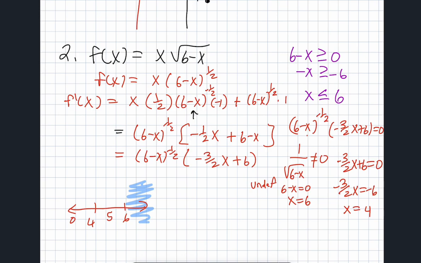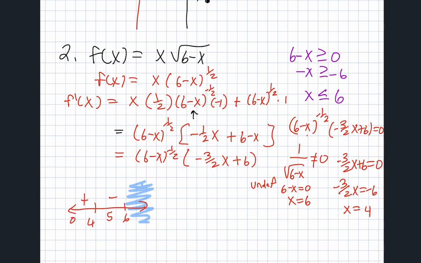Anyway, let's plug in 5. 6 minus 5 is 1. That's a positive. Negative 3/2 or negative 1.5 times 5 plus 6 is a negative. So positive times a negative, that's a negative. Now I'm going to plug in 0. I'm going to get a positive, and a positive, that's a positive. So it's going to be increasing and decreasing, and then it stops at 6. So we'll include 6 when we plug in some points, but we don't call it anything more than the end of the graph, okay?